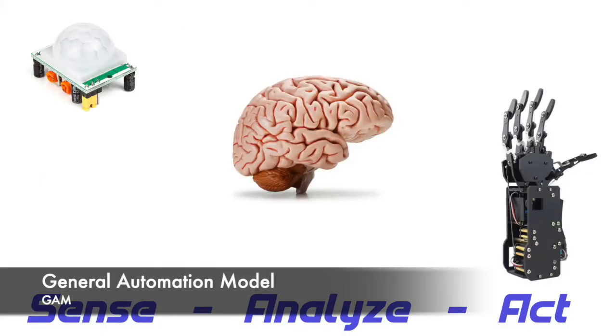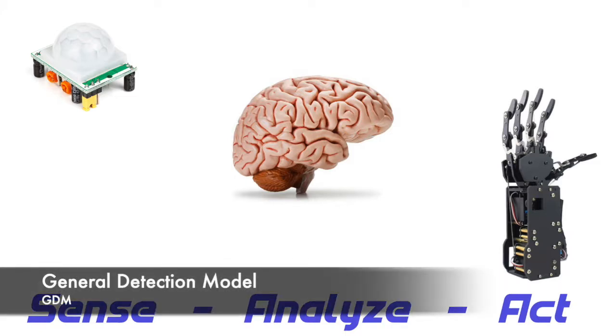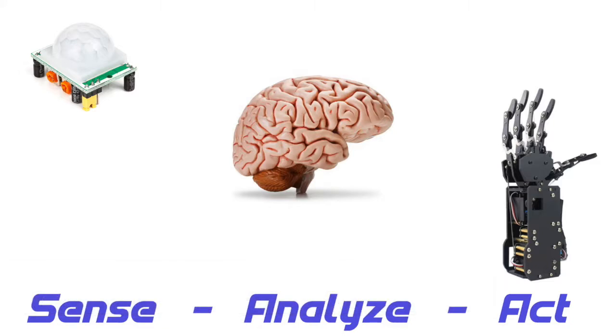So, this is the general automation model. We can sense stuff using all the different kinds of sensors that we can think of, much as we would with our senses in our body, and process that data or analyze it with a microcontroller, and then we act on it. And we're going to look at some of the actuators that are available as well. In this case, we have a robot hand, but there's quite a few. Okay, so let's get started.